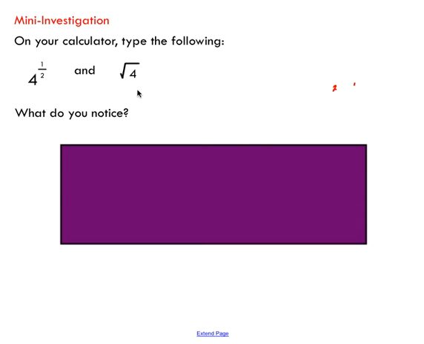Now you could say, well, that's just a coincidence, but you can try this with any number that you can take the square root of. For instance, the square root of 9, you get 3. If you take 9 and raise it to the power of 1 half, you also get 3.